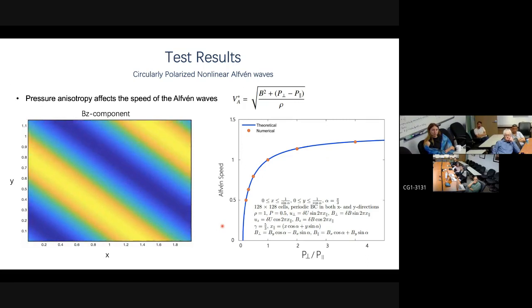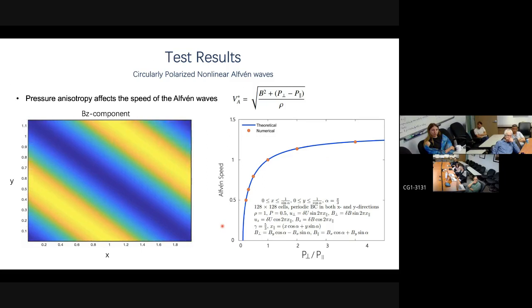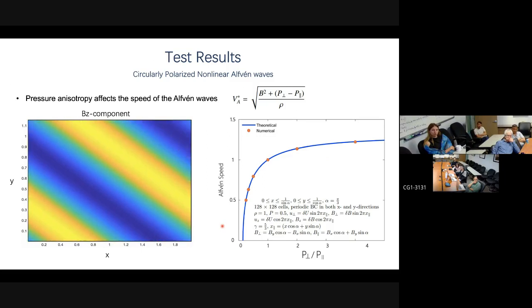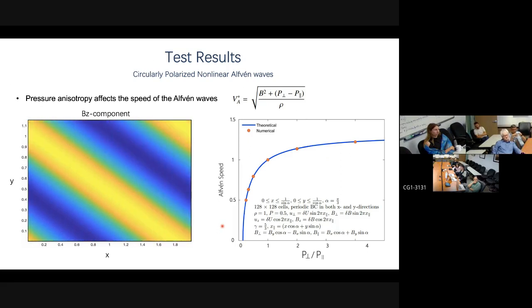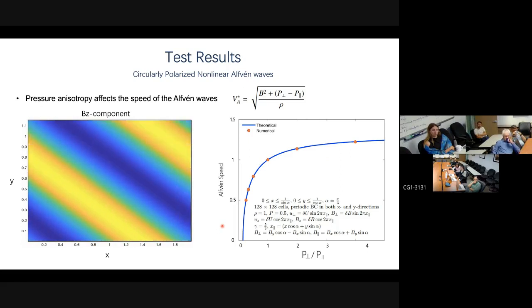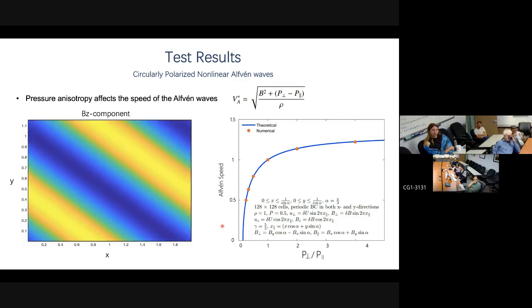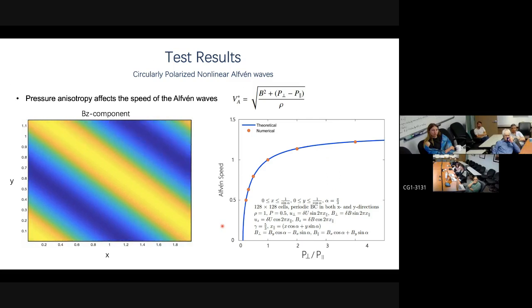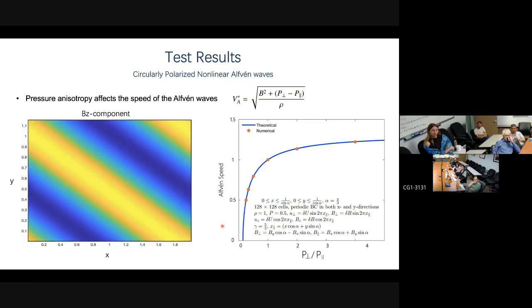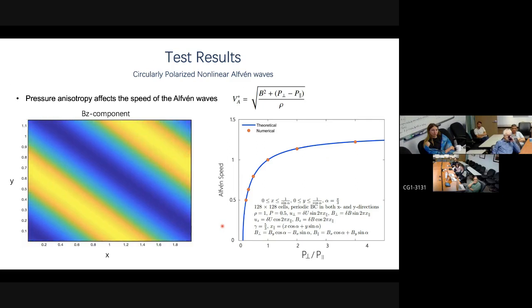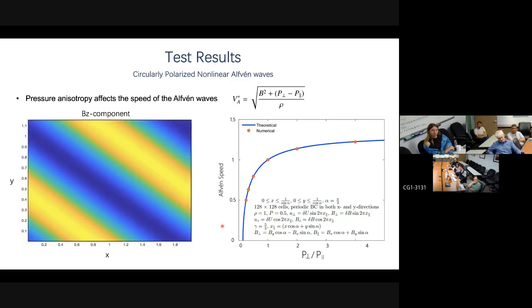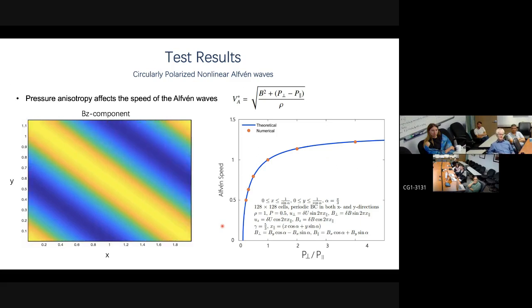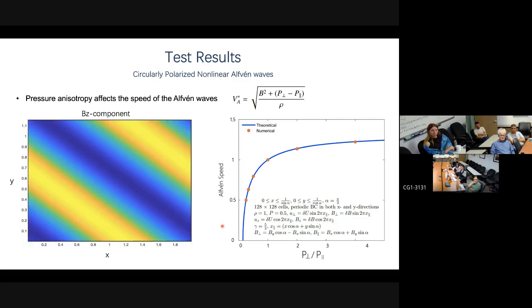So here's a test problem we did with the numerical scheme. This is the two-dimensional smooth problem. Nonlinear Alfvén waves propagate at a specific angle, and in anisotropic MHD, the pressure anisotropy affects the propagation speed of the Alfvén wave. So the Alfvén speed is not determined by the magnetic field only, but pressure can also be important. Wave speed is larger when the perpendicular pressure is larger. The Alfvén speed becomes lower when parallel pressure becomes larger.